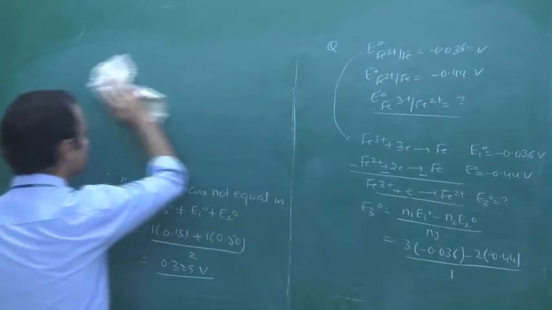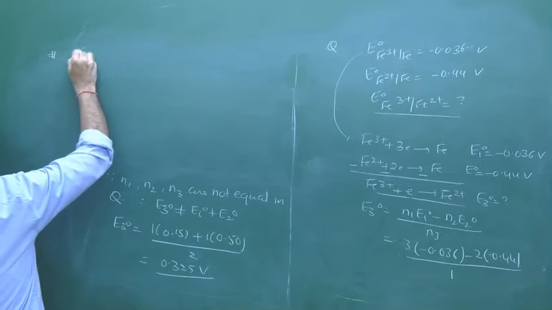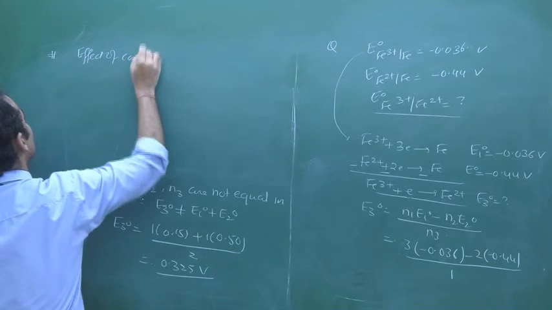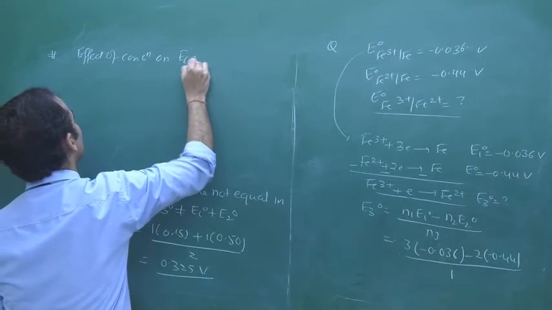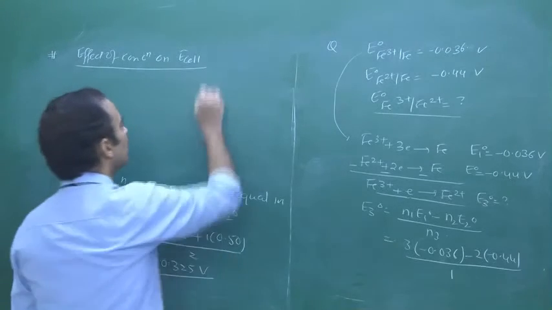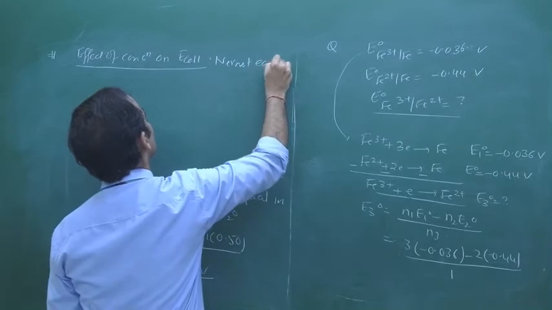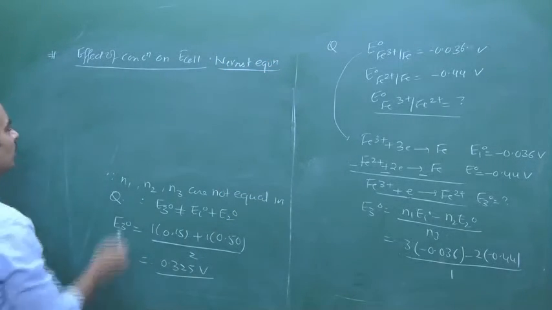Now let us see one more thing. What is that point? Effect of concentration on EMF of cell. For this we need the Nernst equation. What is this equation?